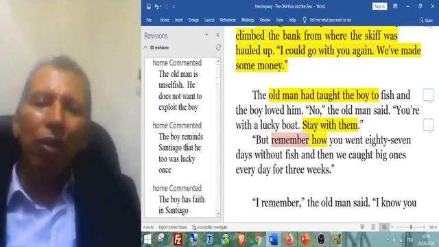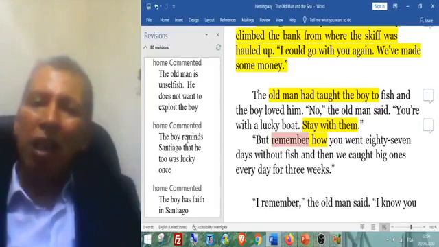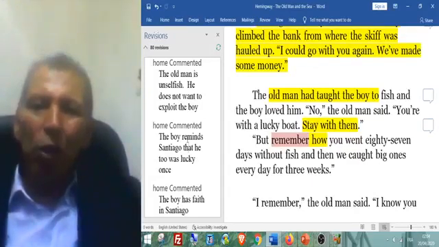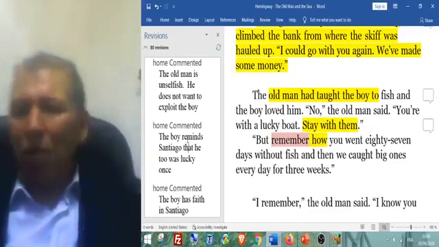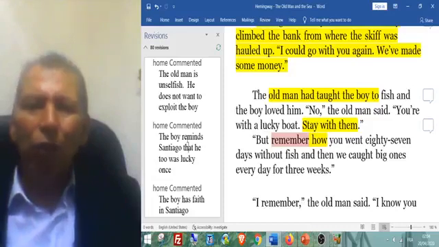Another feature of Santiago's character is that he's modest. He admits his current weakness and current difficulty, and he doesn't want to sleep on his laurels. He's not bitter about what happened to him. He's just silent. He's just accepting what is happening to him in a tolerant, enduring manner. But the boy reminds him, remember how you went 87 days without a fish, and then we caught big ones every day for 3 weeks.